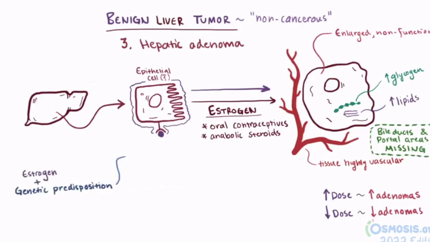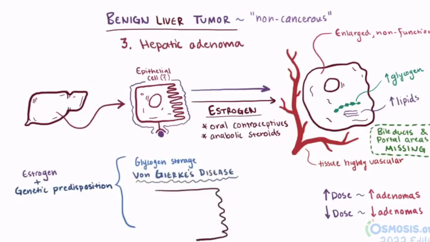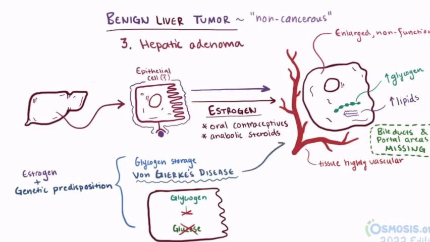Along with OCPs, genetic glycogen storage diseases, particularly von Gierke's disease, are also highly associated with hepatic adenomas. Patients with von Gierke's disease have liver cells that can't generate glucose from glycogen through gluconeogenesis. What isn't clear is why or how this deficiency tends to lead to hepatic adenomas.